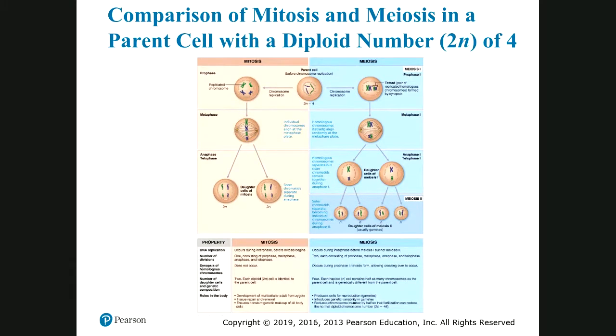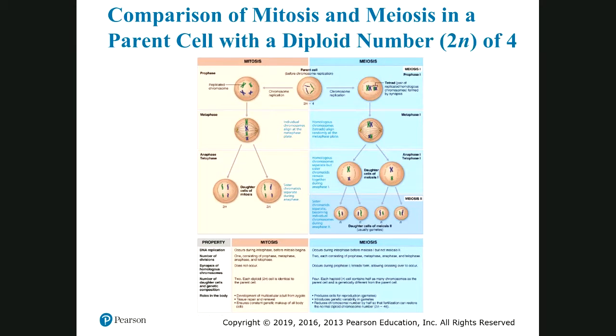There is a big difference between mitosis and meiosis. This is just a quick reminder of that. Meiosis gives four haploid cells. From diploid cells, we get four haploid cells that are not identical to the original cells, and they are not identical to each other either. This is because of the independent assortment and the crossing over that happen during prophase one.